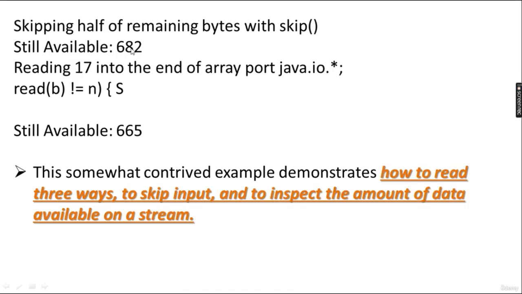half, still available 82, reading 17 into the end of the array. Okay, so whatever is remaining, we will be reading only up to the end of the array. Code java.io, read(b) is not equal to n, then curly bracket and s, still available 665. How to read, three ways: to skip input and to inspect the amount of data available on a stream.